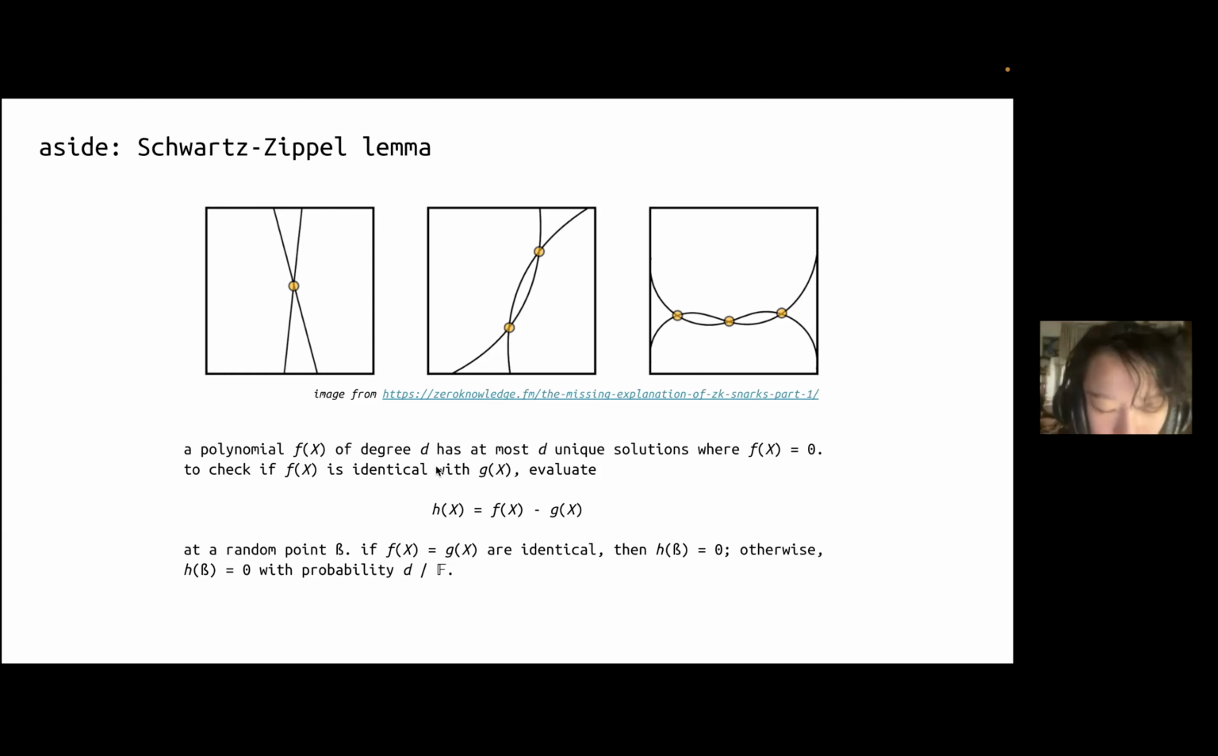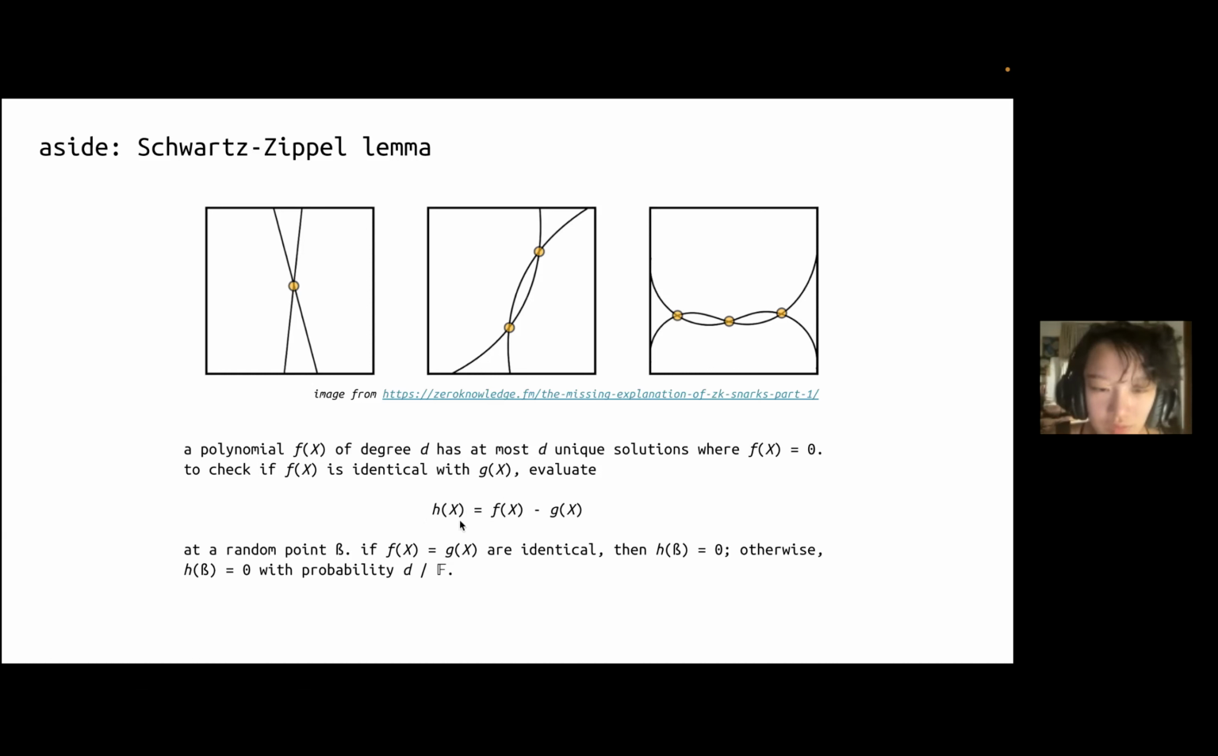To understand why this is true, remind yourself of this really basic fact that a polynomial of degree d has at most d unique solutions, solution meaning that f at that point equals 0. So if we want to check an identity between two polynomials of degree d, we can just make a third polynomial that is their difference, right? And now we'll check where h(x) equals 0. Again, h(x) equals 0 at most d points. In other words, these two polynomials, if they're different, can agree at most d points. If they're the same, then they agree everywhere.